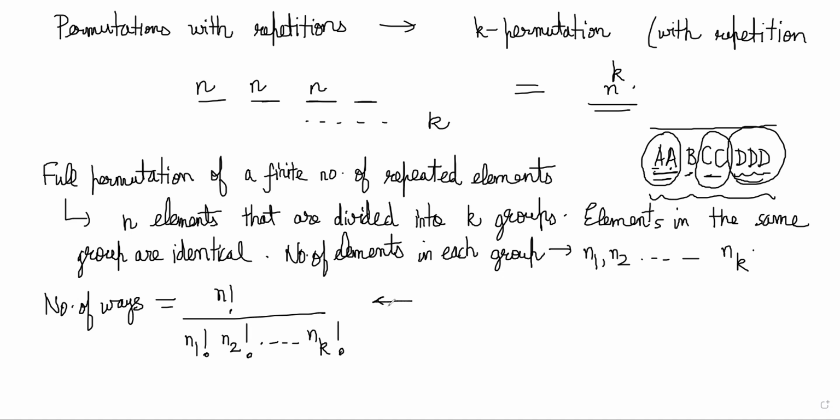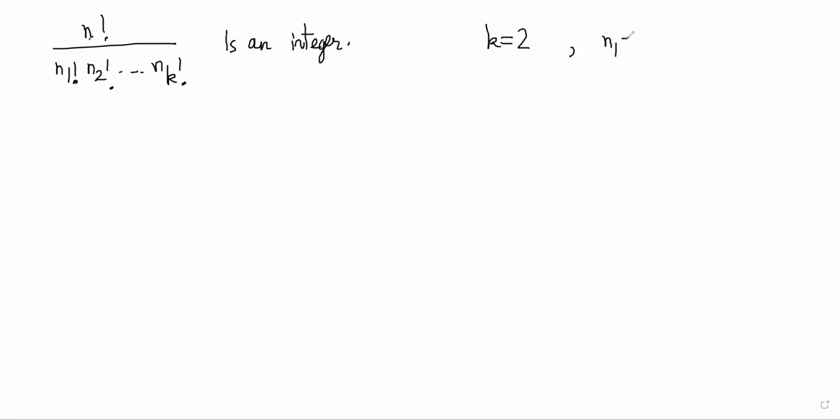And now from here, you should realize that this number is an integer. Since it is the number of ways to arrange these letters, it must be an integer. Now, n factorial by n1 factorial, n2 factorial, nk factorial is an integer. And now we'll take a special case. Let's say k was equal to 2 and n1 was equal to m and n2 was equal to n, right?